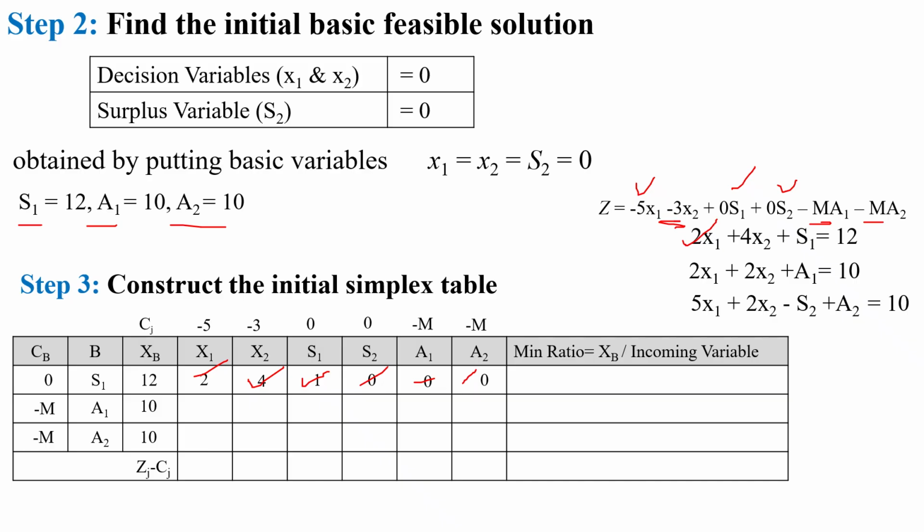Next we have to move to the second constraint equation. From the second constraint equation, the x1 coefficient is 2, the x2 coefficient is 2, and there is no s1 and s2, so 0, 0, and the a1 coefficient is 1. There is no a2, so its coefficient is 0. And next we have to go for the third constraint equation. Here x1 is 5, x2 is 2, there is no s1 so 0, and the s2 coefficient is -1, there is no a1 so 0, and the a2 coefficient is 1.